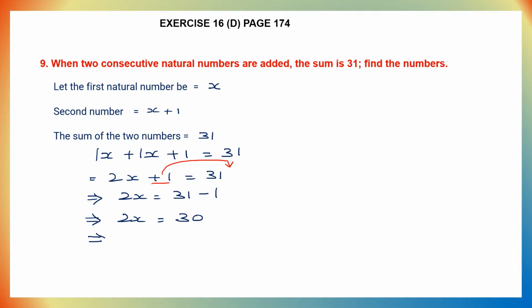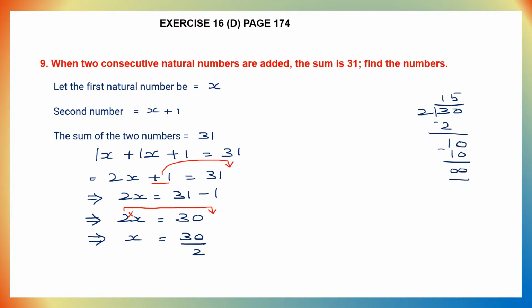Now we can find the value of x. x will be 30 divided by 2. Division, because 2 here is multiplication, and when I transpose it, it becomes division. So 30 divided by 2. Let's divide 30 by 2. 2 ones are 2, minus, and I bring down 0. So 10. 2 fives are 10. So we've got 15. So x is equal to 15.